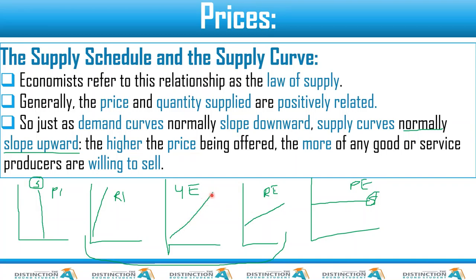And this is the most common one. This is the one that we normally draw when we draw a supply curve. We don't normally draw one that is relatively inelastic or one that is relatively elastic. We normally draw something that is unitary elastic.